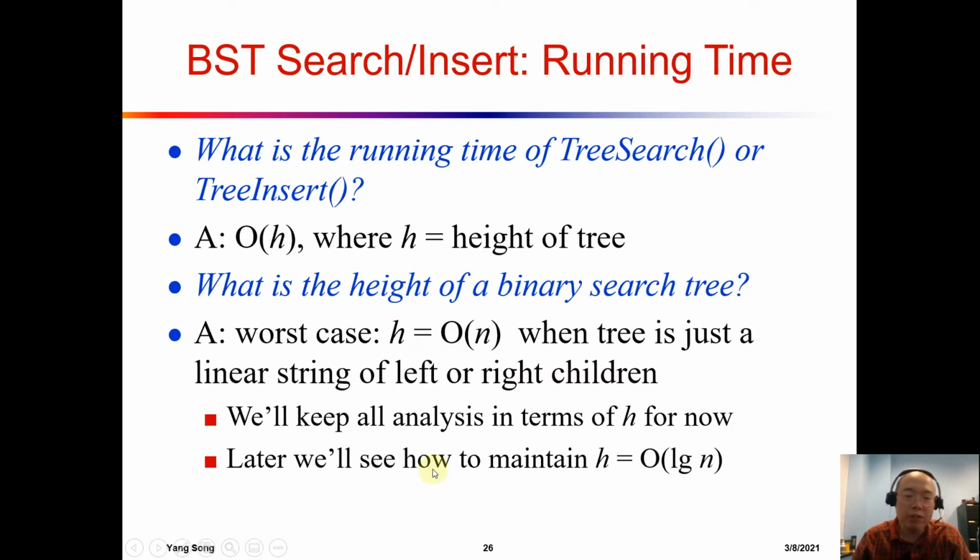And what's the best case? The best case is when this tree is fully grown. It's almost a complete tree, and you can consider the heap structure. If we have that, then the height will be log n, and that is the good case for us. So later in the next few classes, we are going to talk about how we can maintain a balanced or kind of balanced binary search tree.